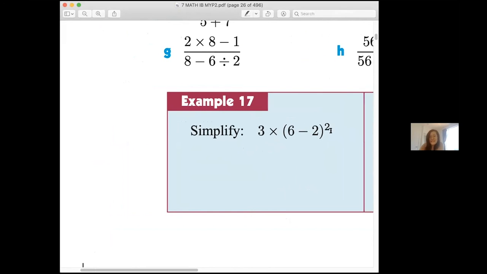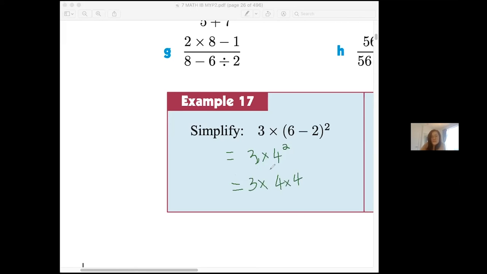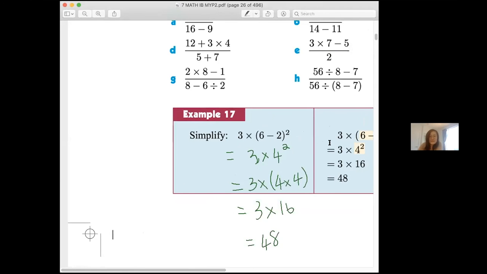So here we have the exponent. Okay. So again, bracket first, 6 minus 2, 4. And then exponent. So this is a 4 times a 4. Again, I want to do this first, so I'm going to put a bracket for this. I emphasize this is my first step. So it's going to be a 3 times a 16, which is 48. Yeah, I see most of you got 48. Good, good. Okay.